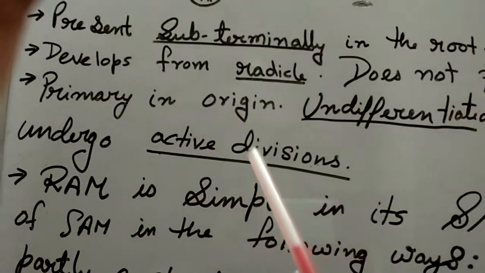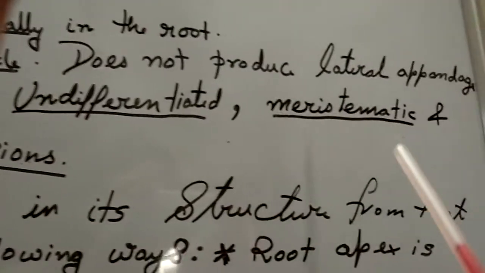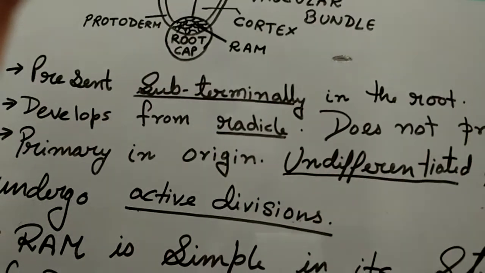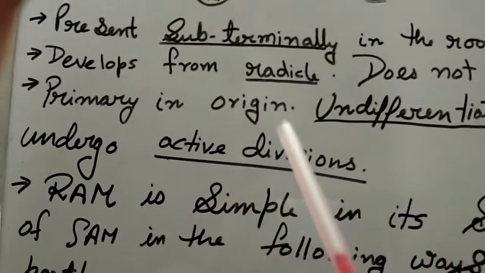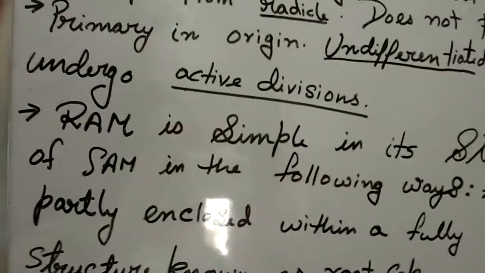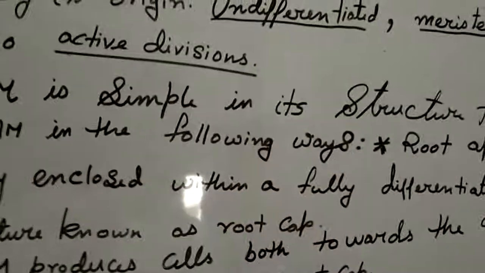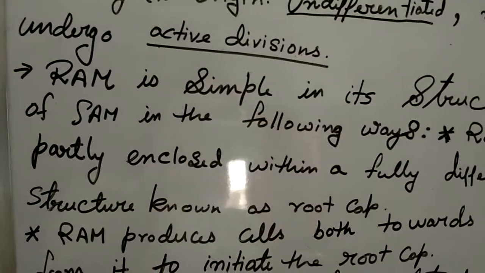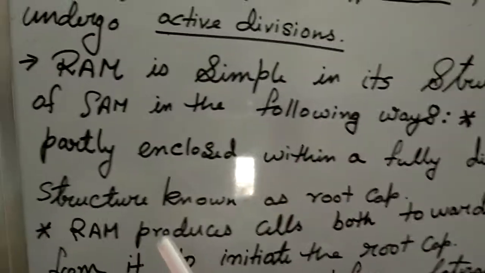Root apical meristem is primary in origin. Meristem, the name suggests itself, it is primary in origin. Undifferentiated, meristematic, and undergo active divisions. That is, all the cells present in root apical meristem are undifferentiated, meristematic, and show active divisions. These are metabolically very active. Root apical meristem is simple in its structure compared to shoot apical meristem in the following ways. If you compare these two structures, you can say that root apical meristem is far simpler in its structure as compared to shoot apical meristem.